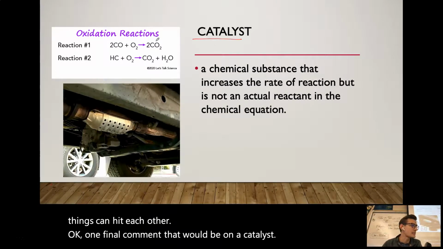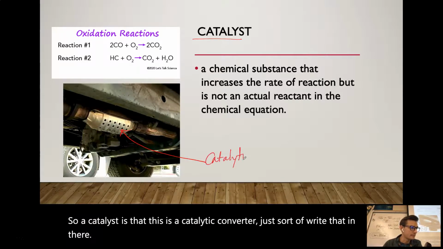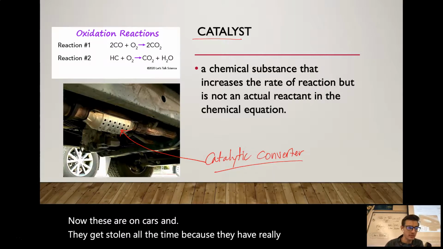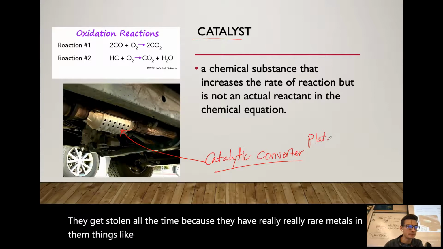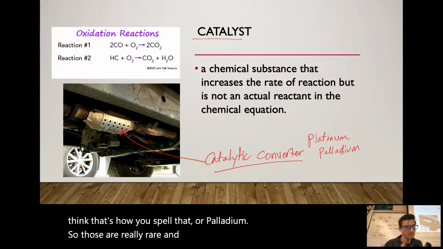So this is a catalytic converter. I'll just write that in there. Now these are on cars, and they get stolen all the time because they have really, really rare metals in them. Things like platinum. I think that's how you spell that. Or palladium. So those are really rare and expensive metals, like things people even make jewelry out of.